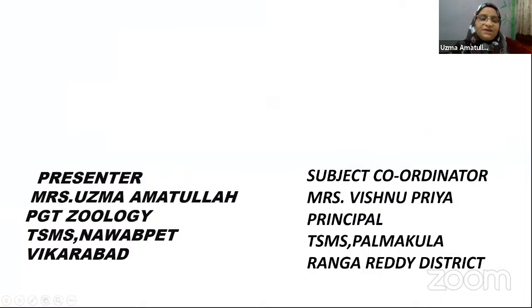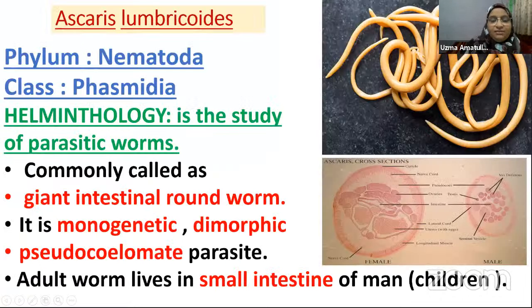Now let us begin with a nematode. A nematode is a roundworm. This parasite, this worm, is called Ascaris lumbricoides. The systematic classification of this worm is that it belongs to the phylum Nematoda. Nematoda means roundworm. Why is this called a roundworm? On the right side, you can see these worms are Ascaris lumbricoides.